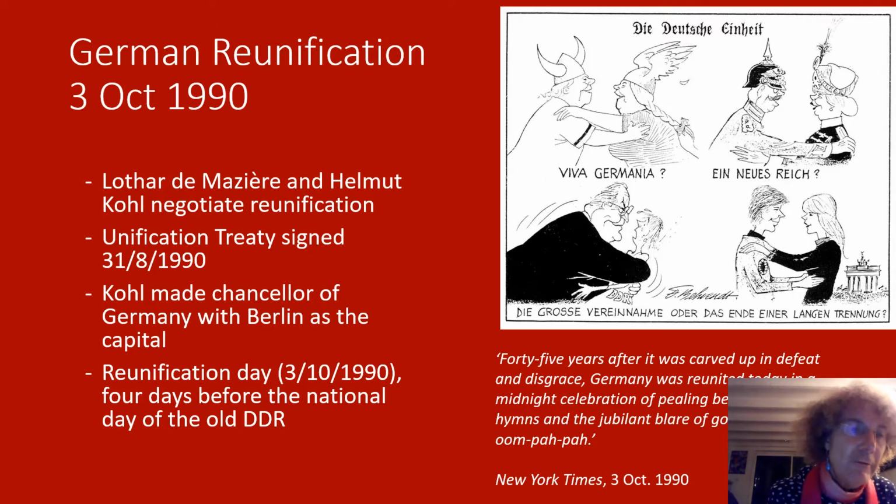So you have two Christian Democrats, de Maizière in the east and Helmut Kohl in the west, both committed to German reunification. This happens in the course of 1990, and the capital is moved to the reunited city of Berlin. Lots of celebrations, but that doesn't mean that it all goes easily.